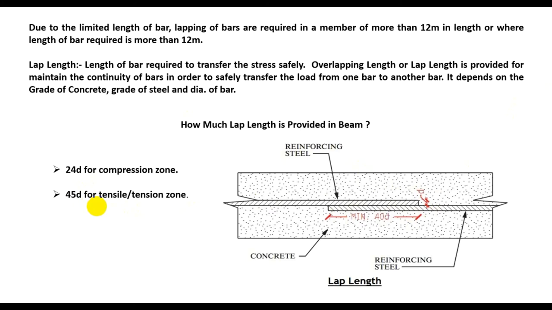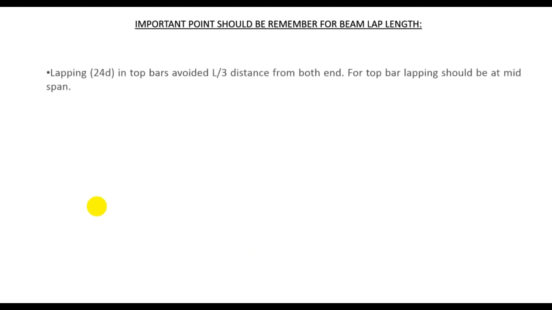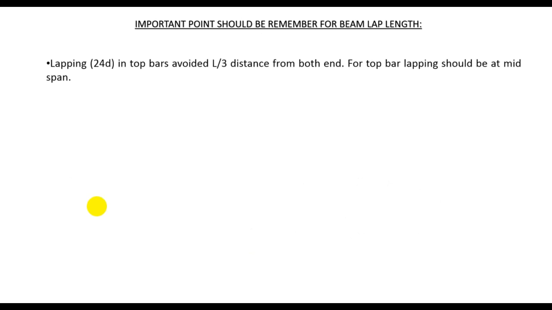After that, we'll see some limitations, I mean where we can use lapping or where we shouldn't use it. The important points to remember for beam lap length: first of all, lapping of 24D in top bar is avoided within L by 3 distance from both ends. L by 3 distance from both ends.